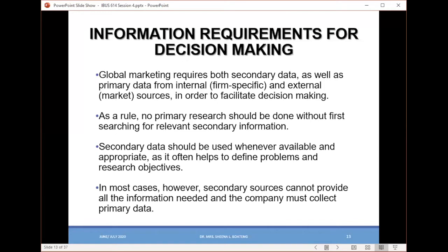So the company does not have a choice than to go ahead and commission a primary information search or primary data search. Michael, please speak up.